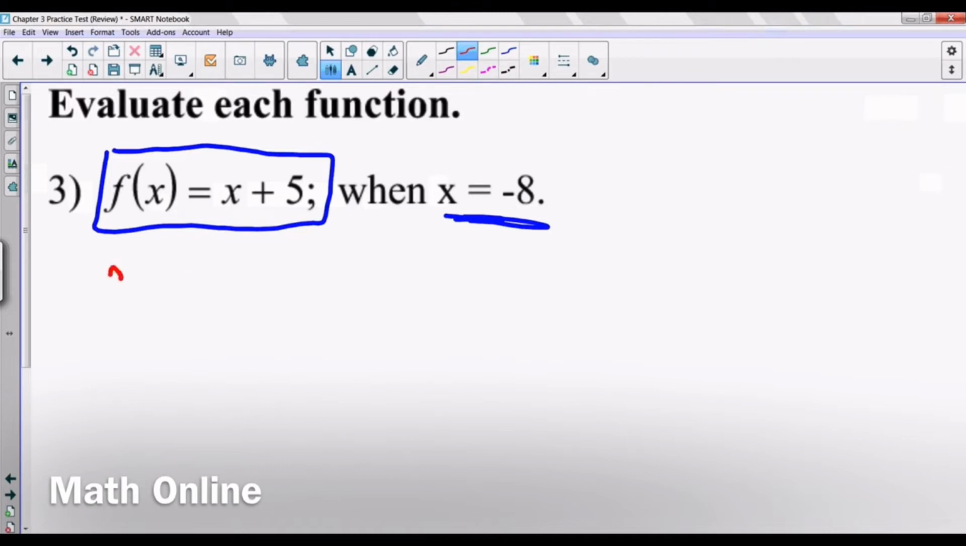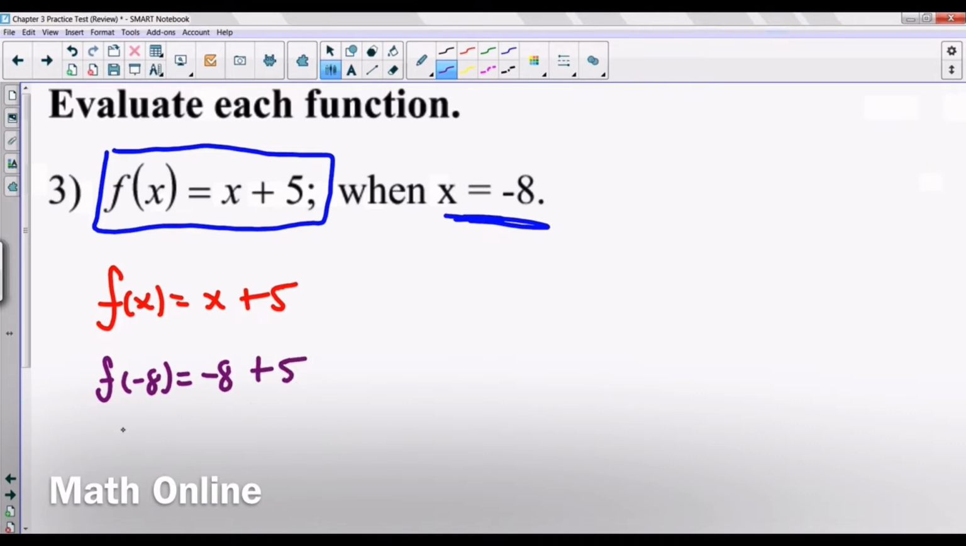My function is f of x equals x plus 5. So the whole goal here is to substitute -8 for x. So in other words, you're replacing the x with the -8. Again, instead of saying f of x, we're going to say f of -8 equals, and then we'll plug it in again, -8 plus 5.